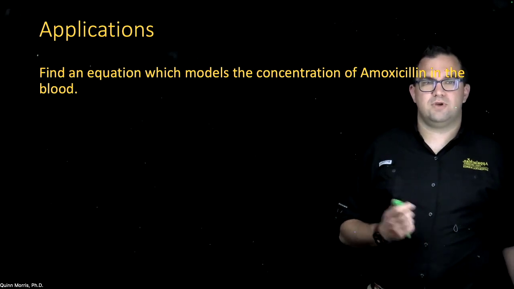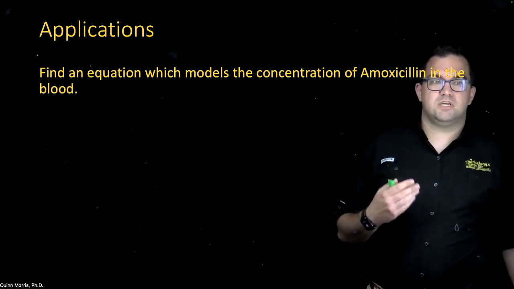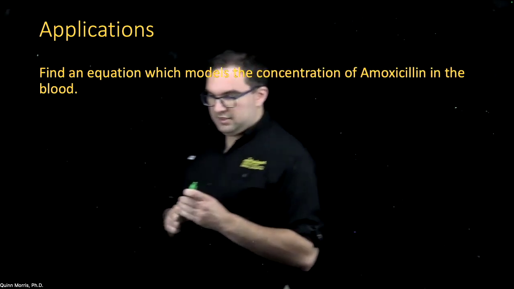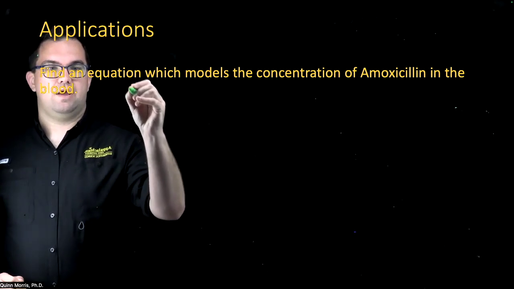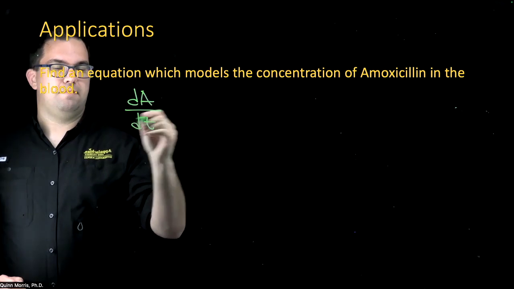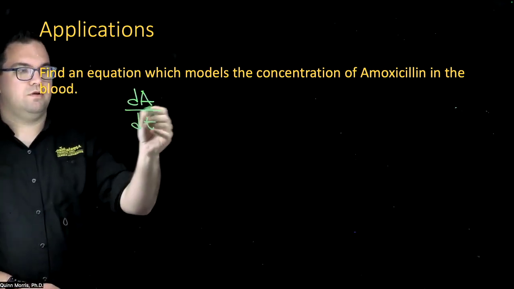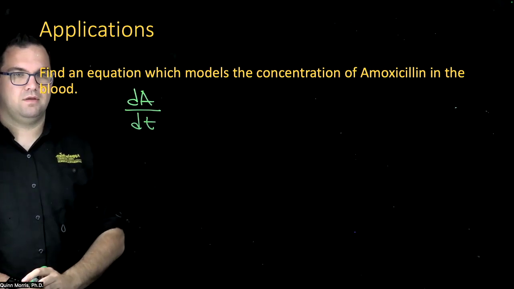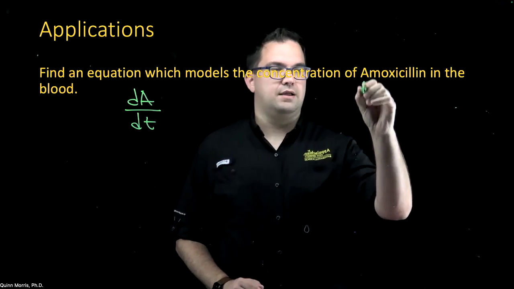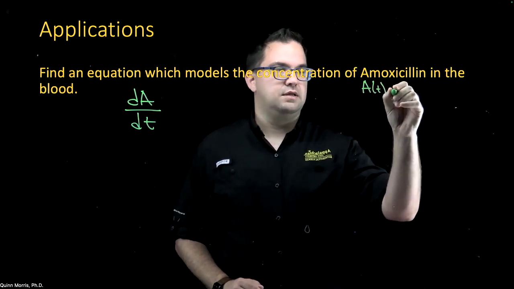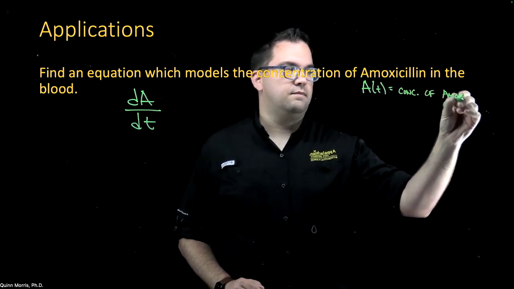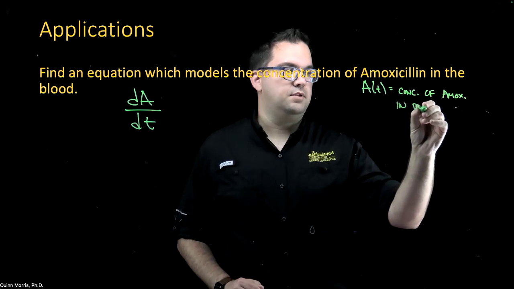Okay, so the first thing I want to do is try and find an equation which models the concentration of amoxicillin in the bloodstream. In general, I want to know how the amount of amoxicillin, which I'm going to call capital A, is changing with respect to time. Again, it's important to keep track here that A of t is the concentration of amoxicillin in blood at time t.